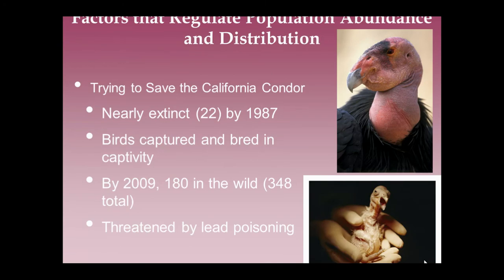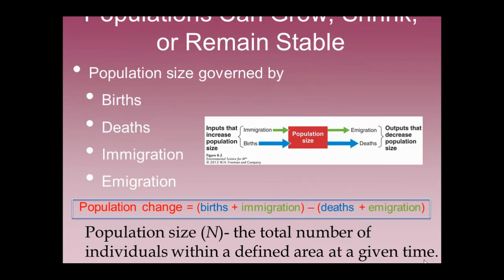The California condor was nearly extinct with only 22 birds left in the wild. The remaining birds were captured and bred in captivity. As of 2009, there were 348 birds in the wild. A major threat still remains to the bird due to lead used in ammunition. When the birds eat carcasses, lead poisoning can make them very weak, which was the original demise of the population.